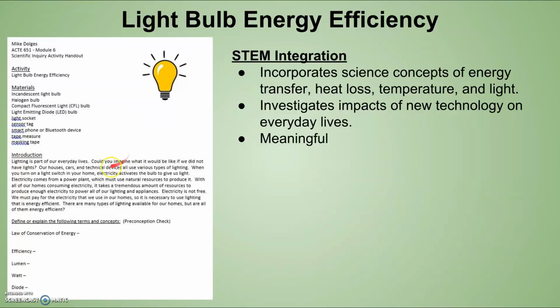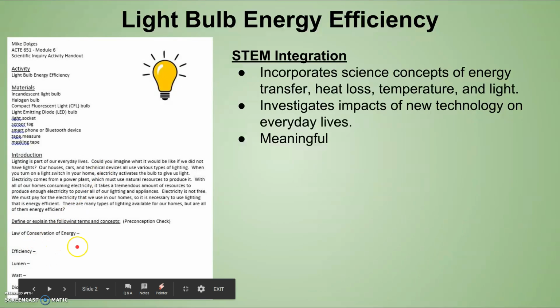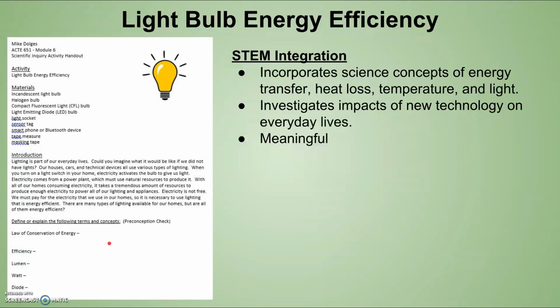We have a material list, we have an introduction that gives a little bit of background as to why we would do the experiment and give the students a little bit of information regarding energy and what makes our lights basically turn on, where that energy comes from. And then down at the bottom here I have some terms and concepts that I would have the students define.